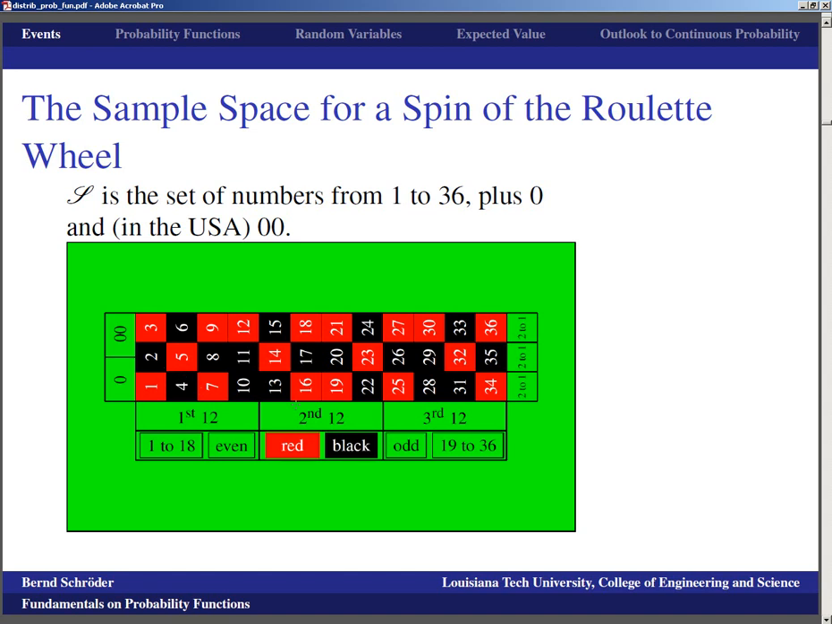But the key to the roulette game for casinos is that 0 and double 0 are not in any of these categories, which means that as long as you bet on categories, they are also not in any of the columns here, there is always a certain chance that you would end up with 0 or double 0, which erases all the bets that are here in these categories.